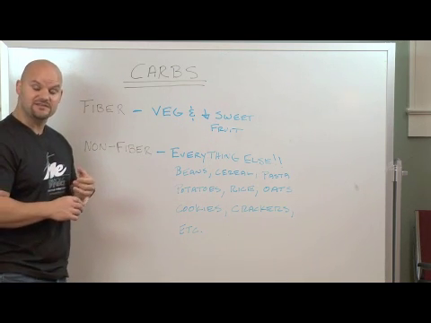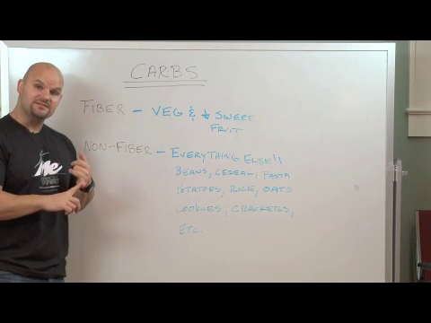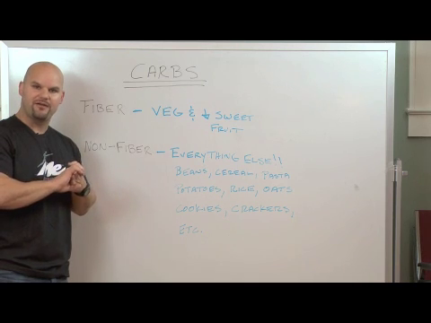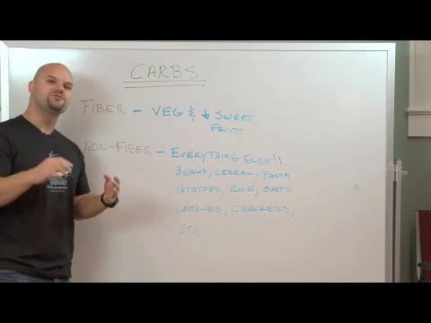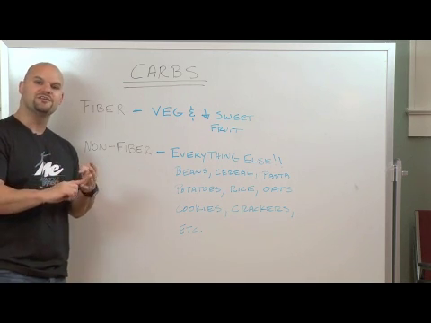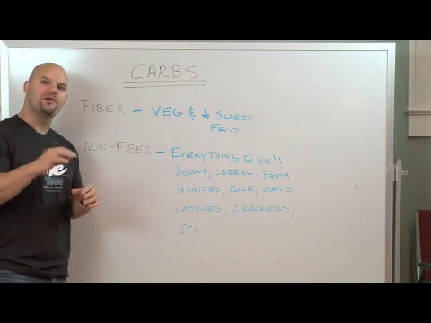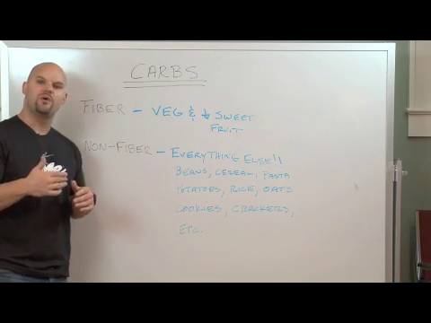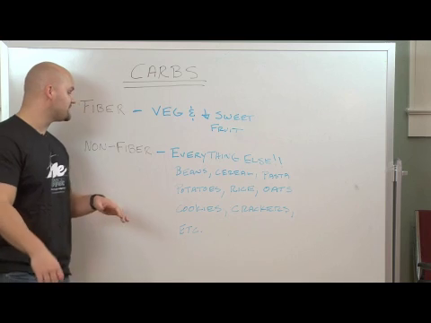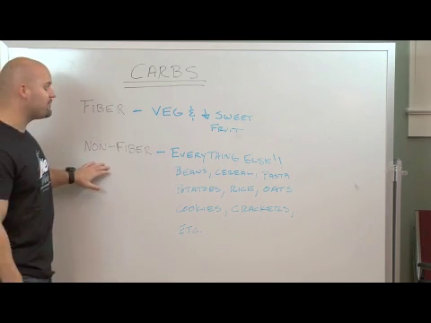What would those less sweet fruits be? Berries are an example. Apples and pears and grapefruit primarily. And those are the fruits you really want to focus on in this program. Berries, apples, pears, grapefruit. All other fruits are probably going to be a little too sweet and you're going to want to minimize them. Doesn't mean you can't have them, means you're just going to want to minimize them. So those are the fiber-based carbs.